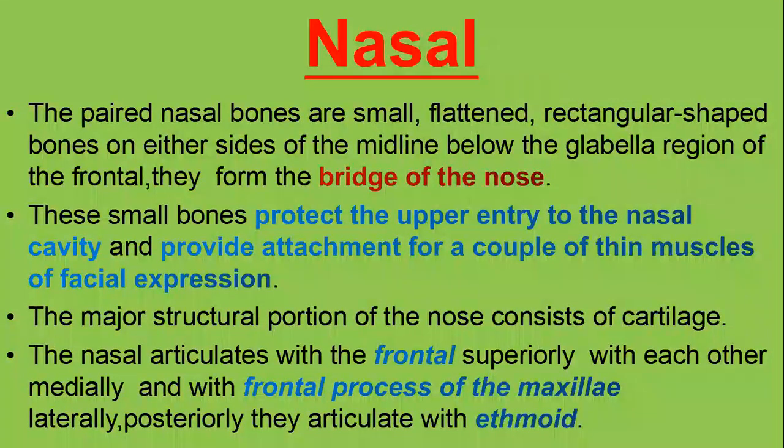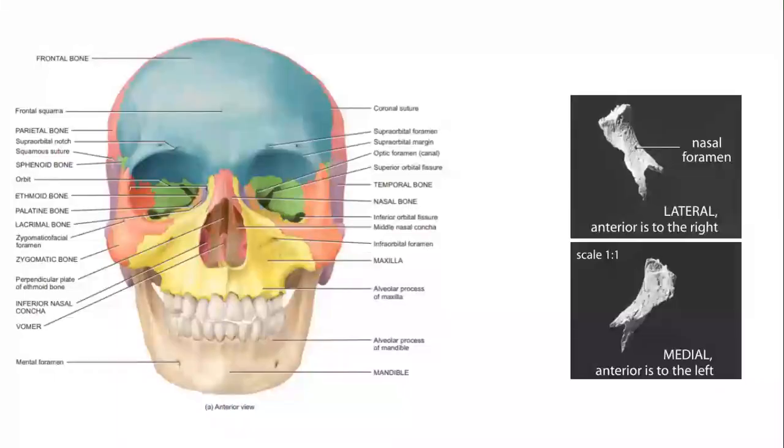The nasal bones articulate with the frontal superiorly, with each other medially, and with the frontal process of the maxilla laterally, and posteriorly they articulate with the ethmoid bone. For the nasal bone, they're just here. It's not hard to identify them from the anterior view of the skull, and particularly they are here. The nasal bone doesn't have much to be described, and I think that's all we can say about it.